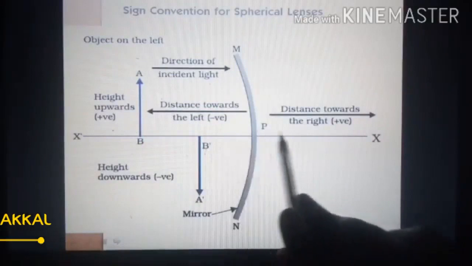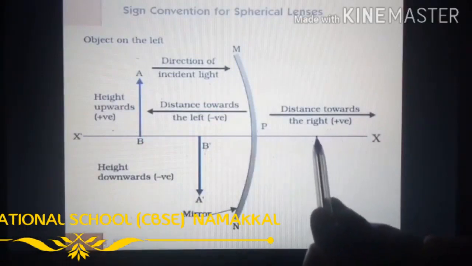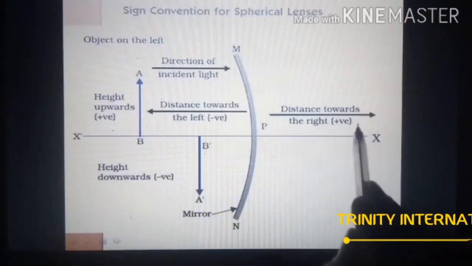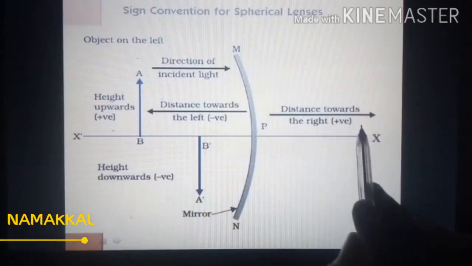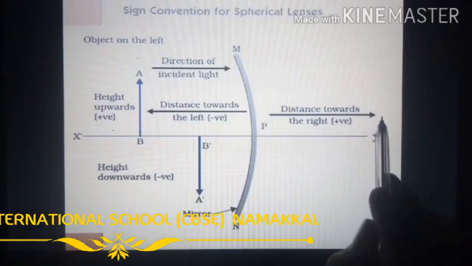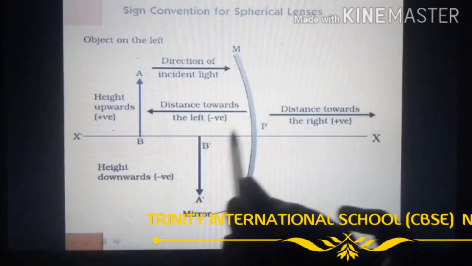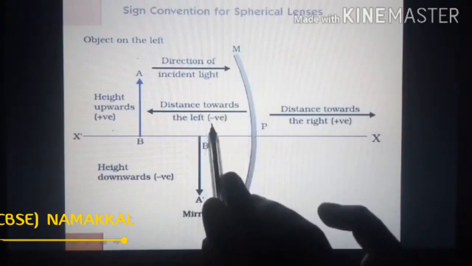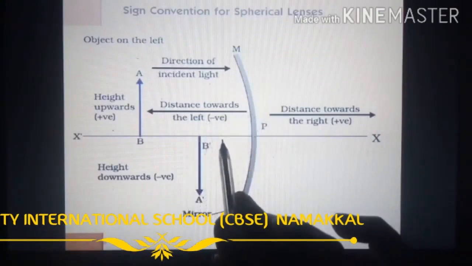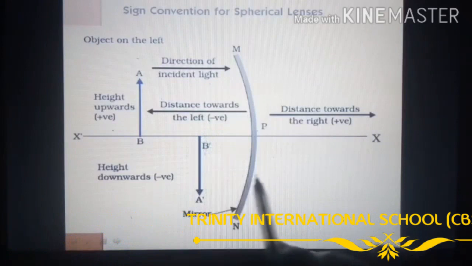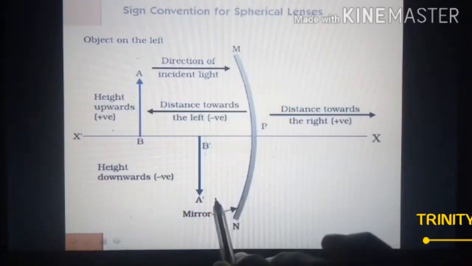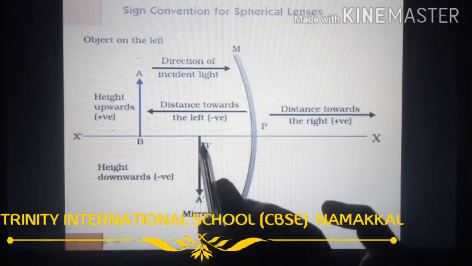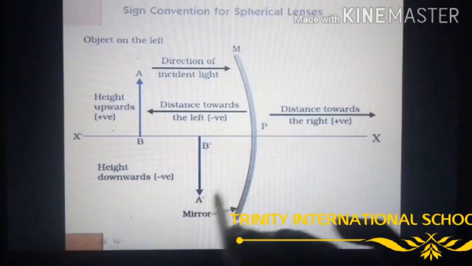And if the image is formed on the right side of the lens, then v will be positive. Suppose for virtual images, they will form on the same side, the left side of the lens. So the image distance v will always be negative. At the same time, for the images, real images are inverted. Inverted means it will be below the axis, so the height is negative.